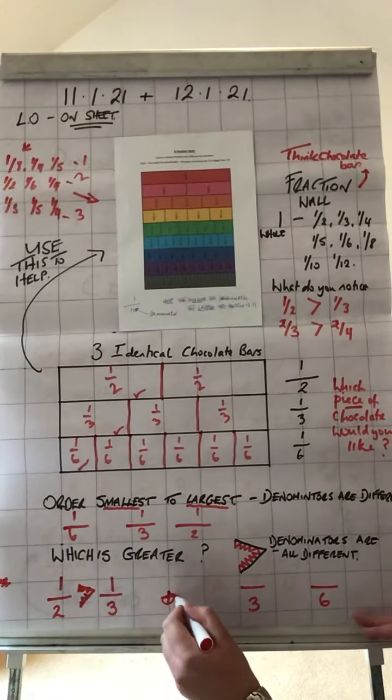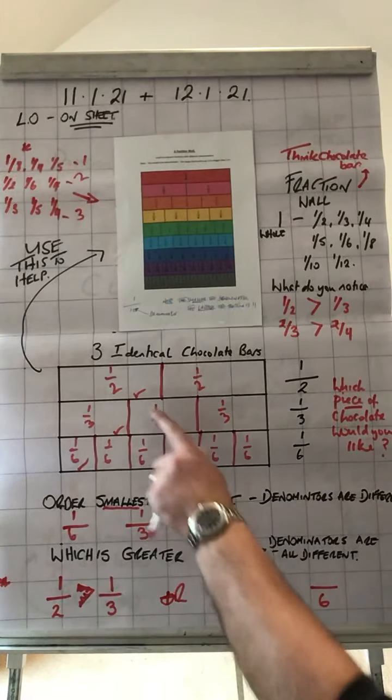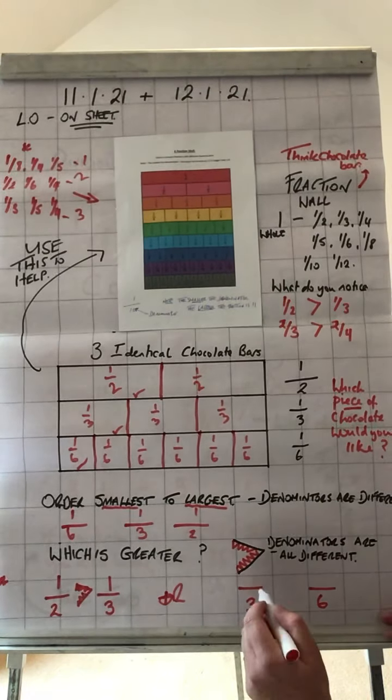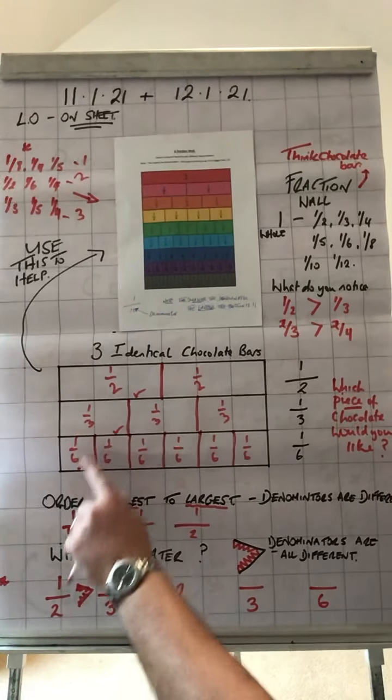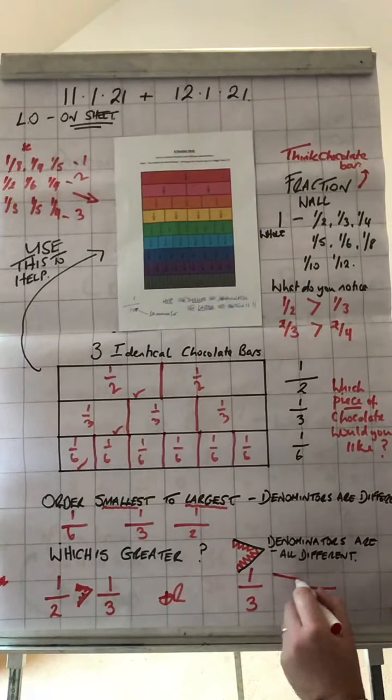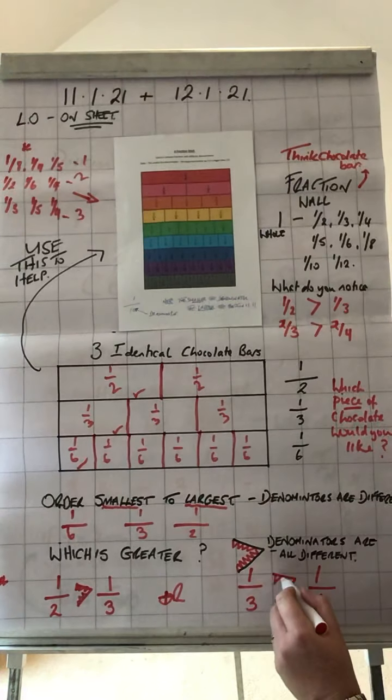Or, let's look at it again, let's compare thirds and sixths. Which one of those fractions is bigger? I.e., which piece of chocolate would you like? Would you like a 1/3? Or would you like 1/6? Hopefully you're all shouting out, I would prefer 1/3, Mr. Evans. And you can clearly see that 1/3 is a lot bigger than 1/6. So 1/3 is bigger than 1/6.